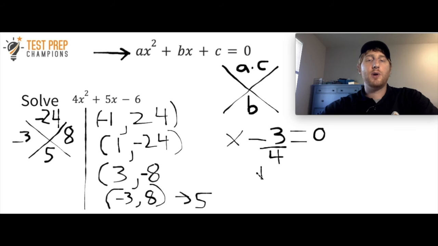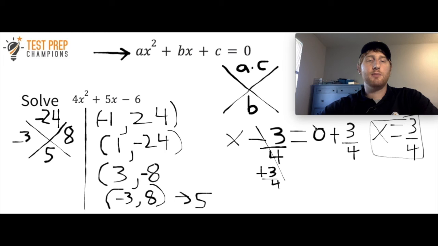Now, as always, I want to get x by itself. So if I add 3 over 4, these are going to cancel out. And whatever I do to one side, I have to also do to the other side as well. So one of my answers here is going to be x equals 3 over 4.